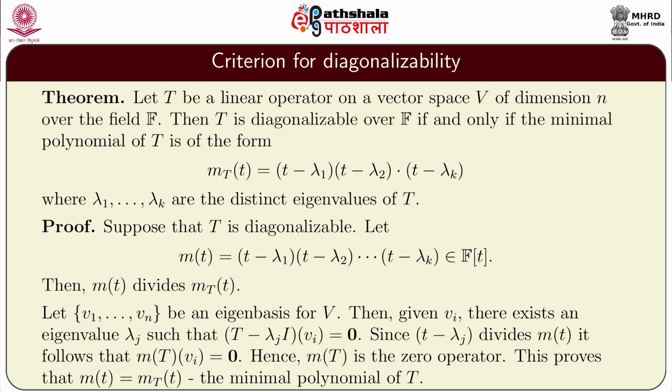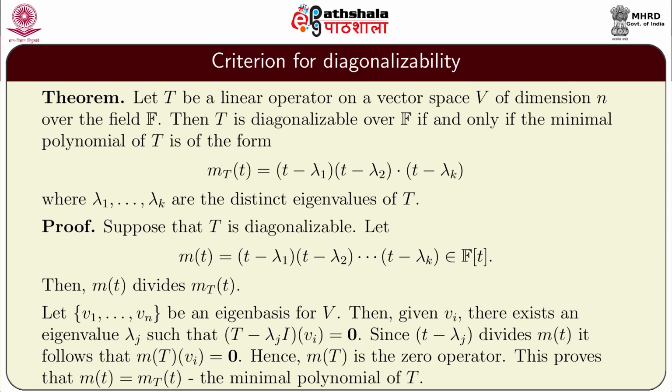Let v1, v2, ..., vn be an eigenbasis for V, which exists because T is diagonalizable. Then given vi, there exists an eigenvalue lambda j such that (T minus lambda j I) of vi is 0. Now, since T minus lambda j divides the polynomial m(t), it follows that m(T) vi is the 0 vector.